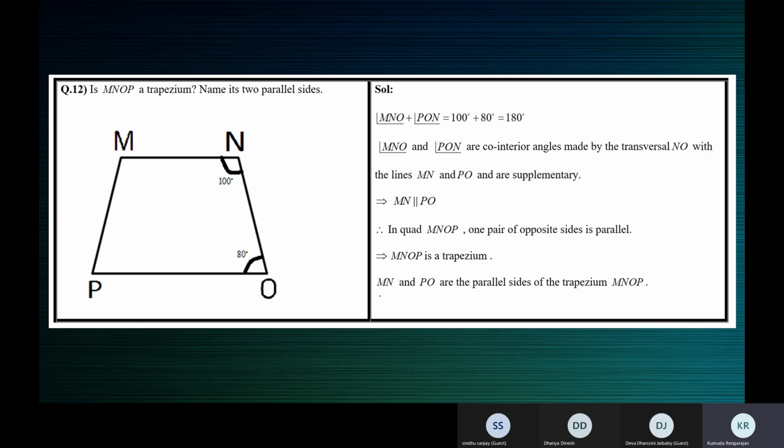All right, children. Went through the solution? Yes, ma'am. Any questions, children? Any doubts? No, ma'am. All right.